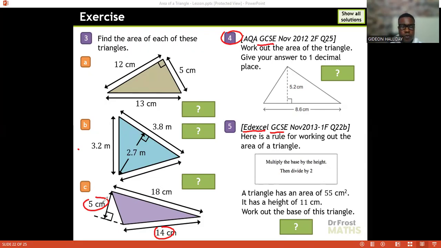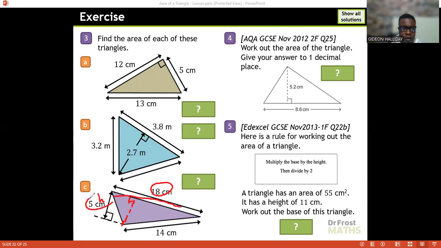Now, I know you would want to start with this and this, right? But no, look at it. Right here, this is the height, right? And you can see it makes a perpendicular with this side, this line.